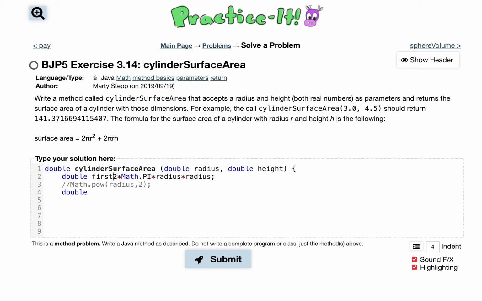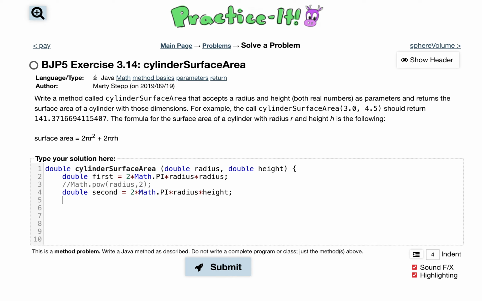I also realized I forgot to label my variables, but let's just name that first. Let's name this second. And this is going to be 2 times pi times r times h, and this is simply multiplying 2 times math.pi times radius times height. And we're just returning the sum of these, so return first plus second.